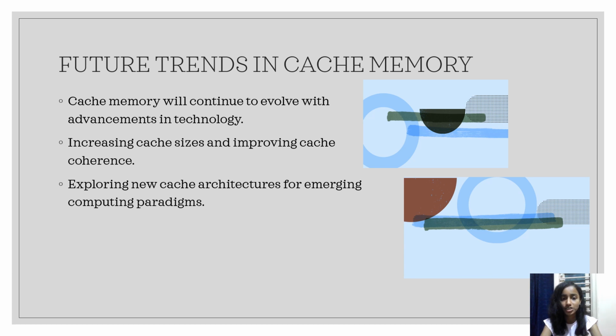Non-volatile cache memory, such as phase change memory or resistive random access memory, may become more prevalent, providing fast access to persistent data. Cache virtualization techniques will be developed to improve resource utilization and enable efficient sharing of cache memory across multiple applications or virtual machines.